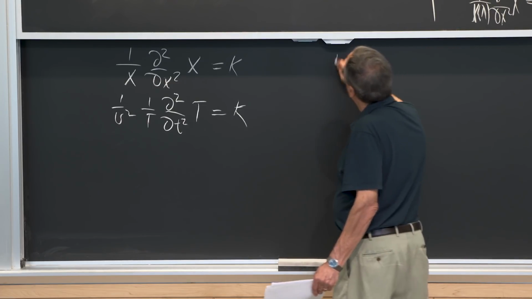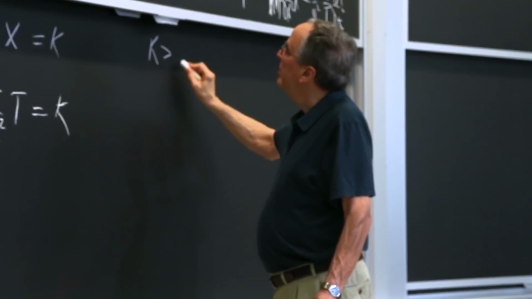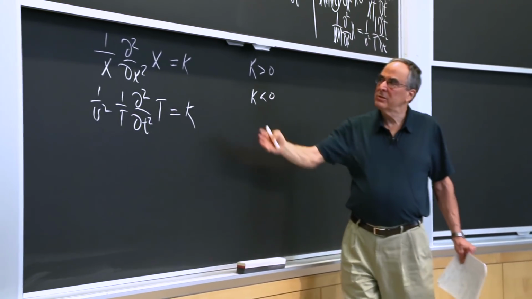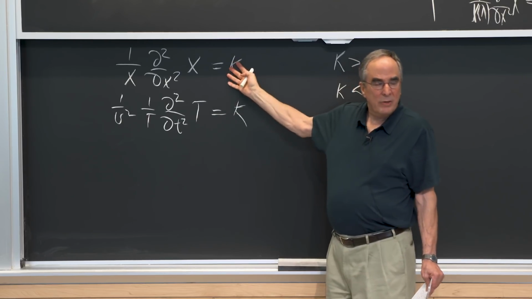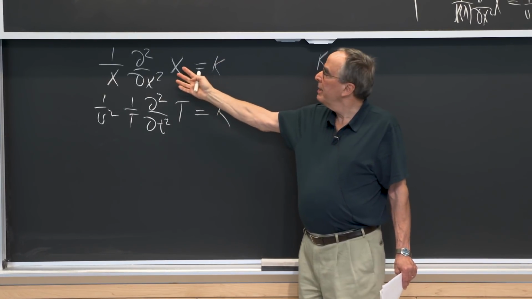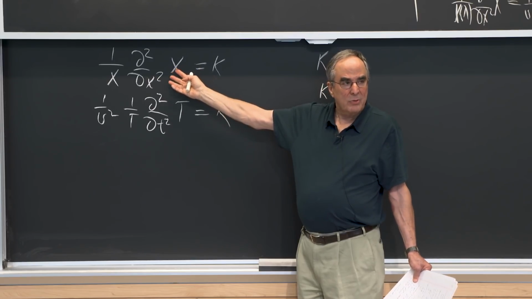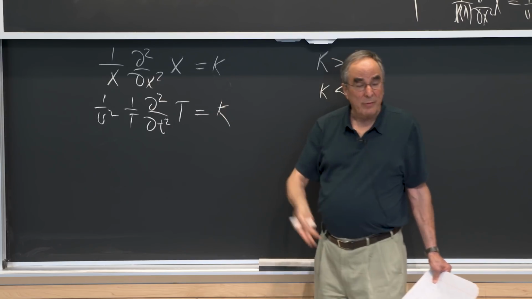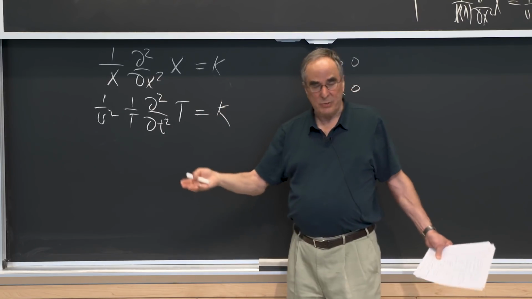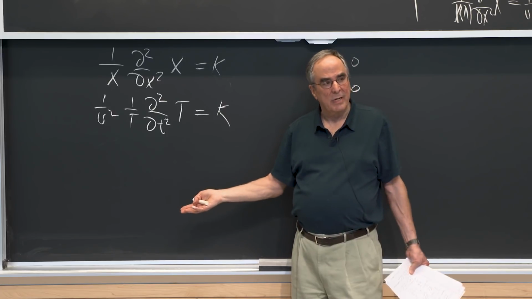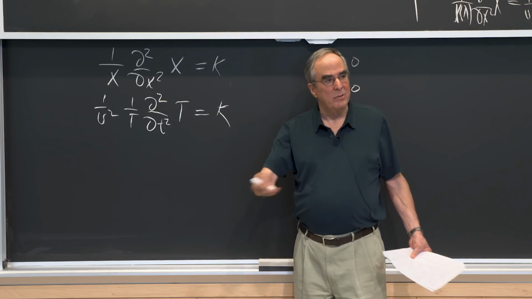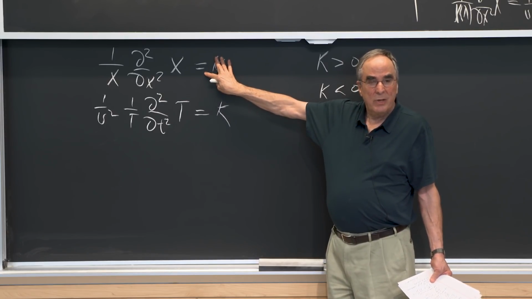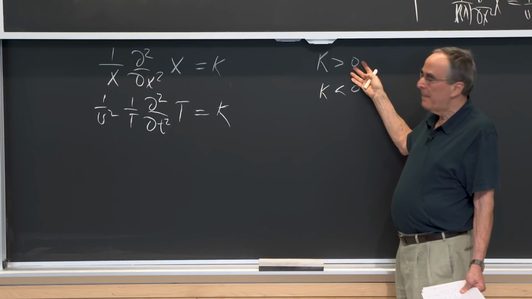And so there's two cases. One is this k is greater than 0, and the other is that k is less than 0. So let's look at this equation. If k is greater than 0, then if we plug in a sine or a cosine, we get something that's less than 0, because the derivative of sine with respect to its variable is negative cosine. And then we do it again, we get back to sine, and so sines and cosines are no good for this equation if k is greater than 0.